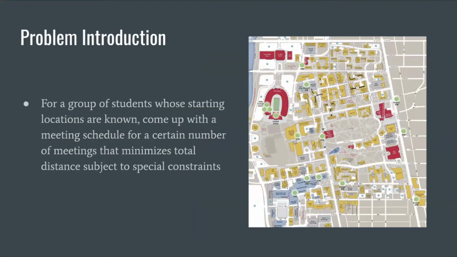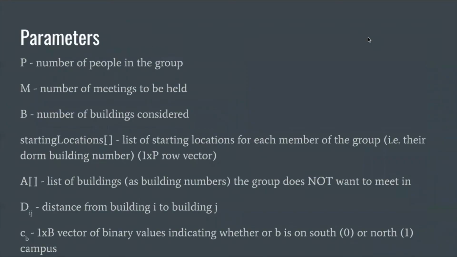But we realized this problem was too simple from an optimization standpoint. So we expanded the problem to come up with a meeting schedule for a certain number of meetings that also minimized the total distance and was subject to some specific constraints that we will touch on later. So as Patrick mentioned, the problem allows for a variable amount of people in meetings.